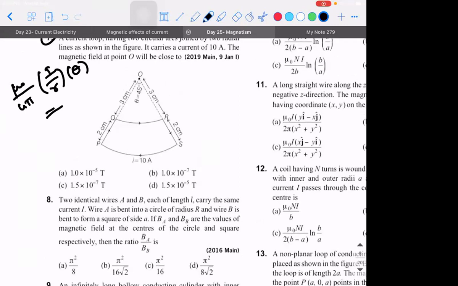But sir, for mu naught we have to put 4 pi into 10 power minus 7. Is pi square coming? At least one pi will come. Sir, if I put 45 directly, I got 1.5. But that is not the answer. 1.5 is not the answer. The answer is 1 into 10 power minus 5. Option A is the right answer.